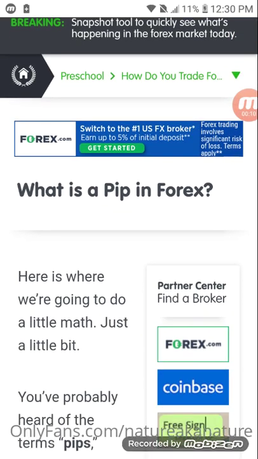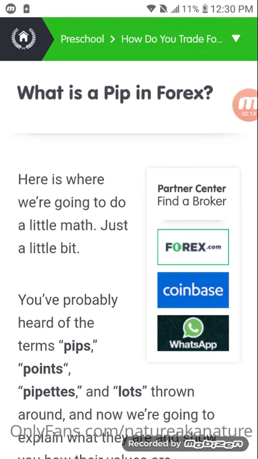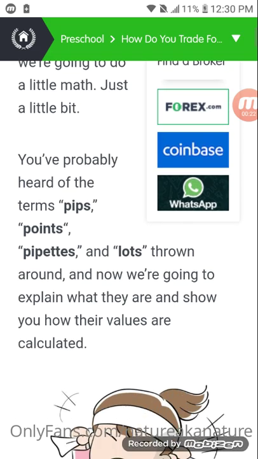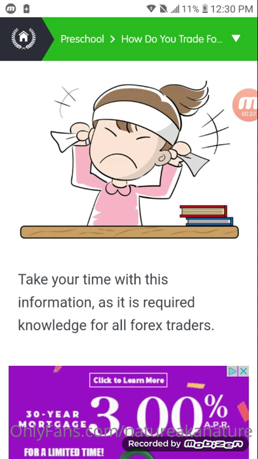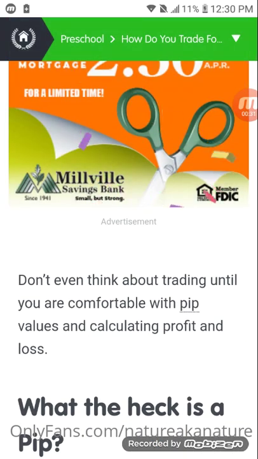So, what is a pip in Forex? Here we're going to do a little math, just a little bit. You've probably heard of these terms, pips, points, pippies, a lot thrown around, and now we're going to explain what they are and show you how their values are calculated. Take your time with this information as it requires a lot of knowledge for all Forex traders. Don't even think about trading until you are comfortable with pips, values, and calculating profits and losses.